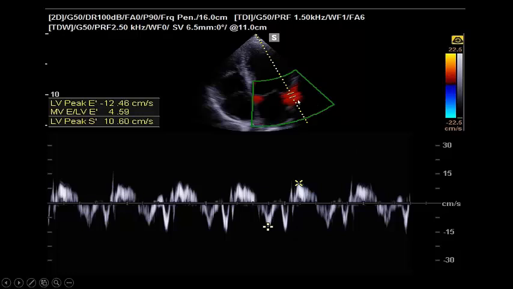We put the pulsed wave Doppler here at the lateral annulus of the mitral valve to do the tissue Doppler. As you see, we can determine the upward movement of the lateral annulus of the mitral valve here as evidence of ejection fraction in our patient. The S prime, which is the upward movement of the lateral mitral valve annulus, is 10.6, which is good, normal up to 8.5, good.